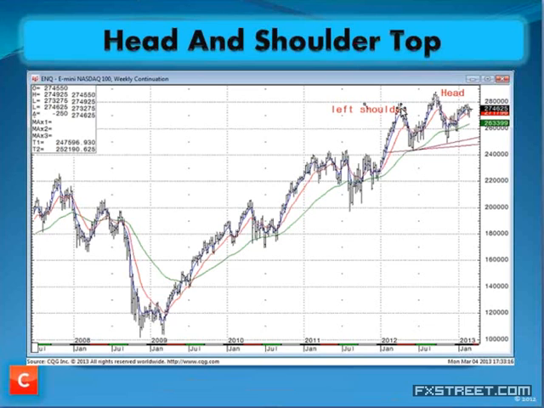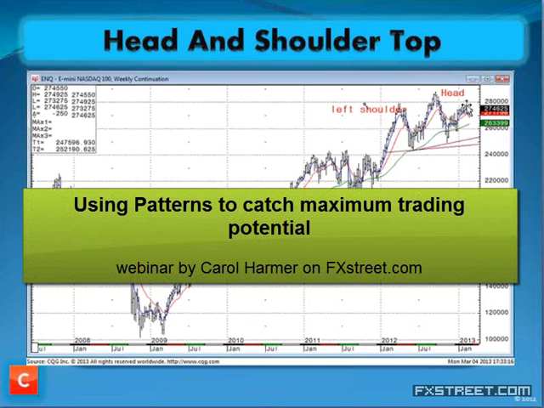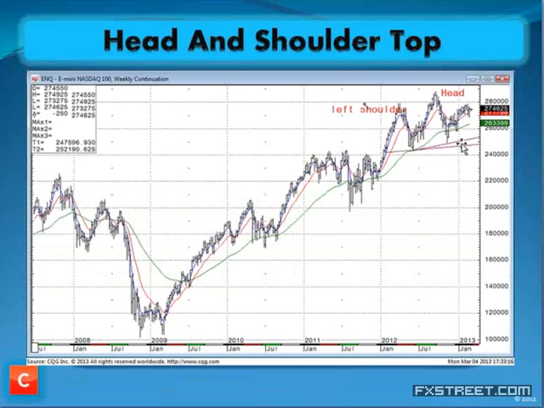Okay, I've got the left shoulder there, I've got the head there, and you see there where we're forming the right shoulder. Now, in a reversal pattern like this, that point there is the break point, and the market should then move the height of the head to the neckline.